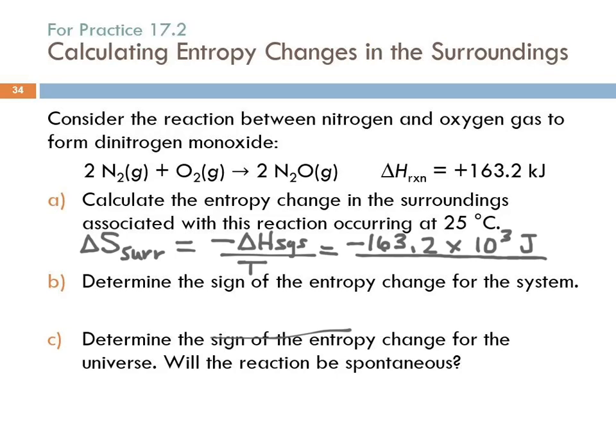And 25 degrees Celsius is what in Kelvin? 298. 273 is 0. And so what does this come out to be? I think it was 548. Negative 548 joules per Kelvin. That's the change in entropy for the surroundings. Well, that's not so bad, huh?